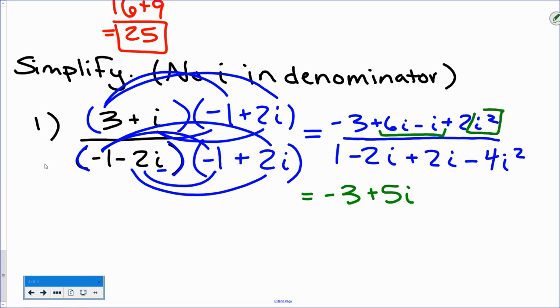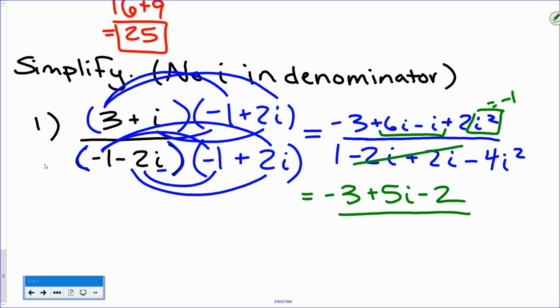Then remember, i squared equals -1. So I'm going to take 2 times -1, which changes that to a -2. So then I'll be able to combine those real parts. But I'll go ahead and just simplify the denominator before I go too far here.